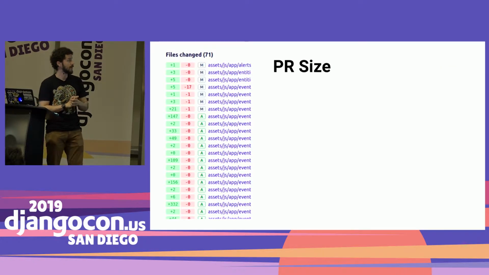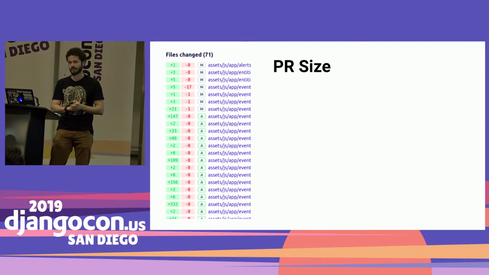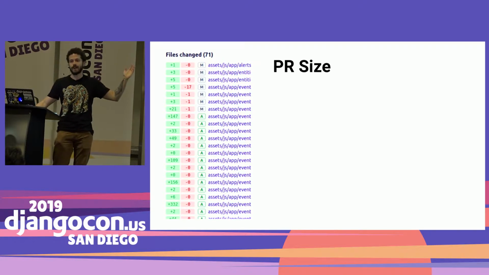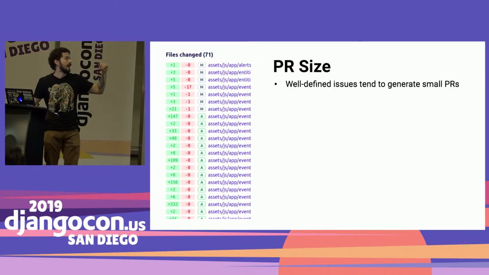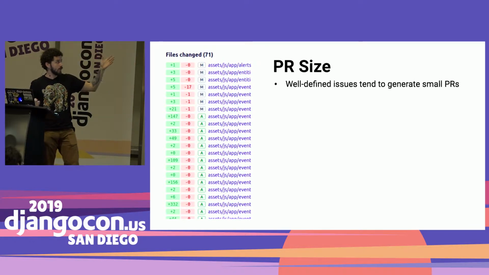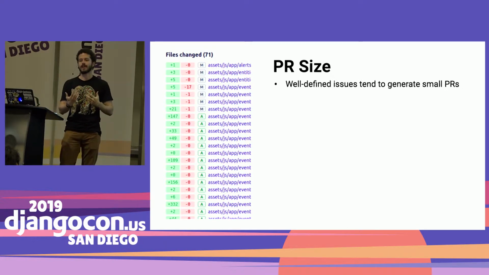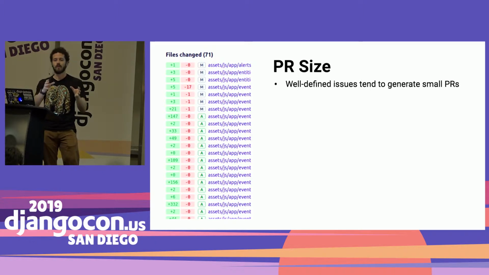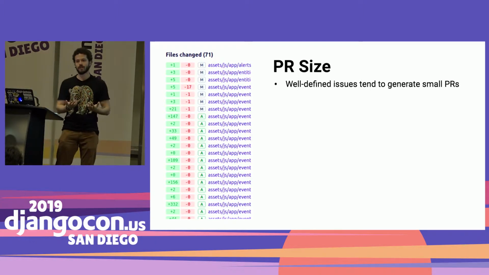Another great tip here is to look out for the PR size. So if you look at this image right here, this is a PR with 71 files that have been changed. And well-defined issues, when you're creating the issues in your sprint, for your backlog, if you have well-defined issues, usually they're well broken down, they tend to generate smaller PRs.